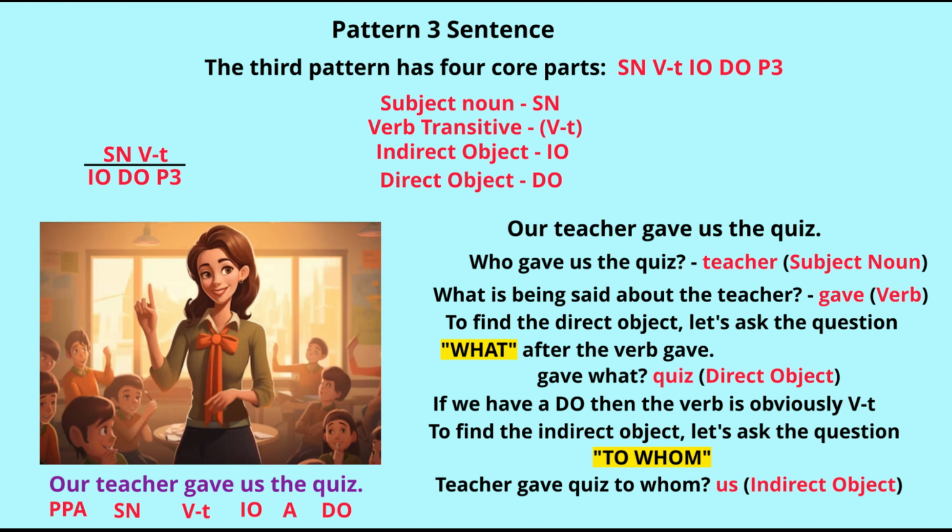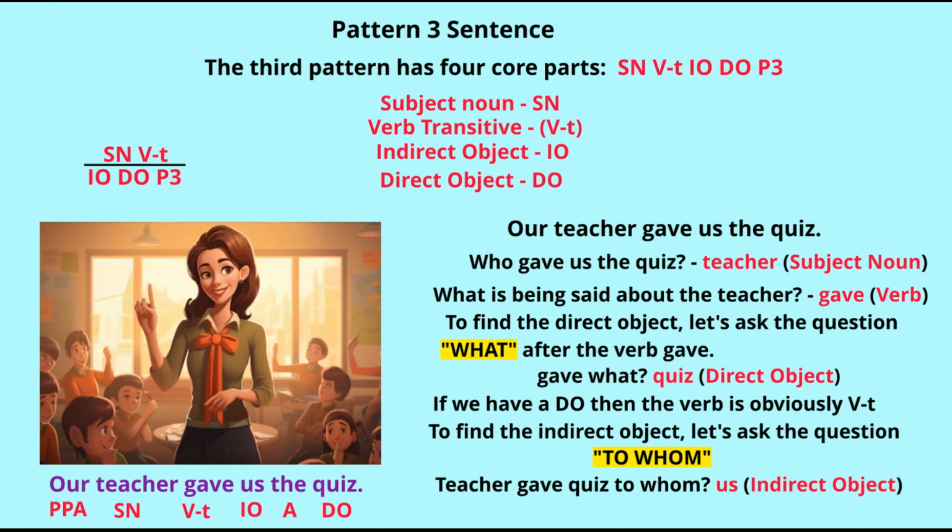And now, what we have to do is find if there is an indirect object. So, let's ask this question. To whom? You can ask like to whom or for whom. So, let's ask the question to whom? Teacher gave quiz to whom? Us. Us is the indirect object. So, our will be the possessive pronoun adjective because whose teacher? Our teacher. It is showing possession or ownership.